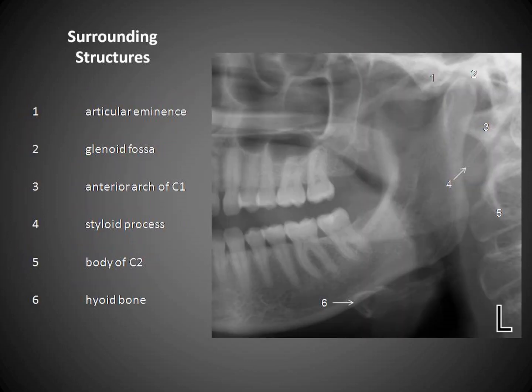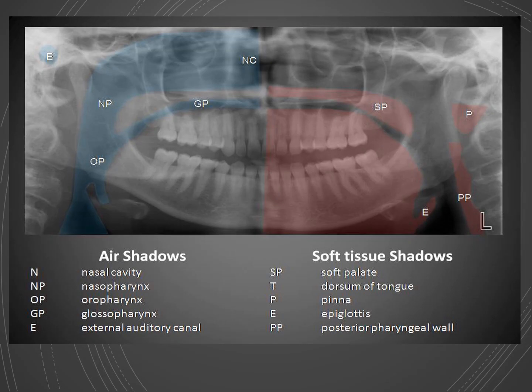Surrounding structures are the articular eminence. Yes, of course, this belongs to your maxilla and is located in front of your temporomandibular joint. Glenoid fossa, anterior arch of the first cervical vertebra. Styloid process, body of the dens or the second vertebra, and the hyoid bone. These are some air shadows which you should see, and all of these again superimpose over the panoramic structure. You have soft tissue shadows as well as air shadows.